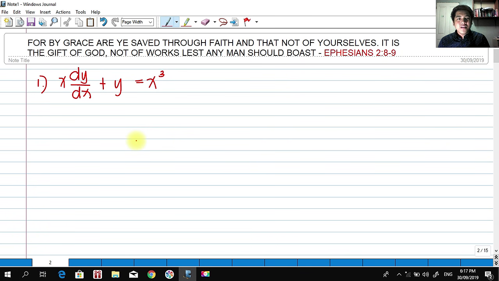So for example, this example. We have x multiplied by dy over dx plus y equals x cubed. Our goal here is to make this DE look like the form that is linear in y. So why did I say that it is linear in y? Because definitely, if you look at the dependent variable of this DE, it is in terms of y.